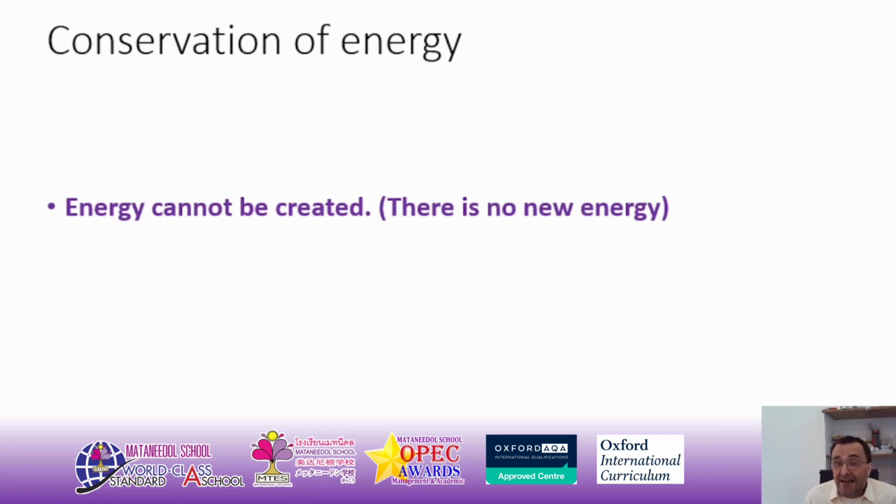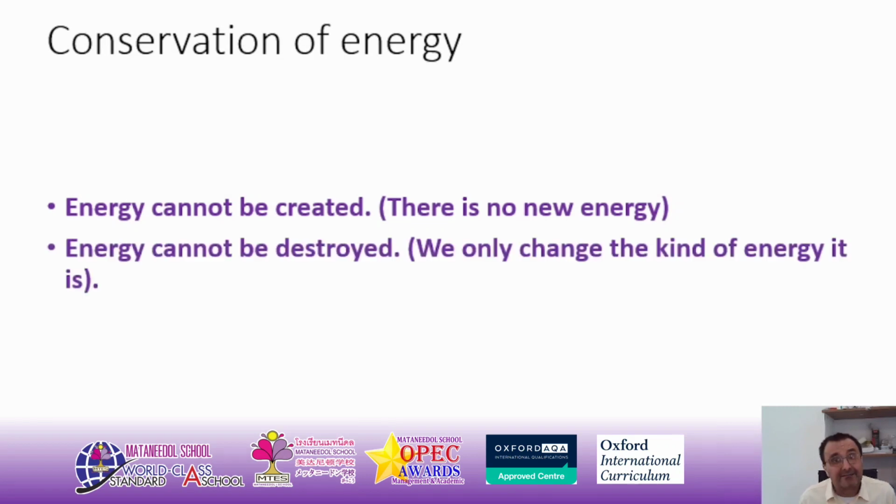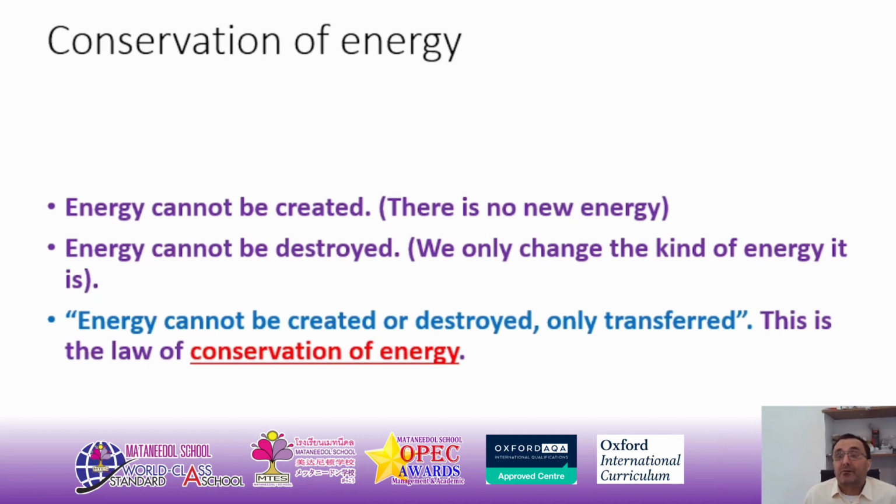So energy cannot be created. Now this is a very important point in physics. We cannot make energy. We can only change the kind of energy it is. That also means we can't destroy it. We only change it from one thing to another, and the common thing we're going to be changing it to is heat. When we do something, when we use something in electricity, when we drive a car, it makes heat. Okay, so energy cannot be created or destroyed, only transferred. This is the law of conservation of energy.